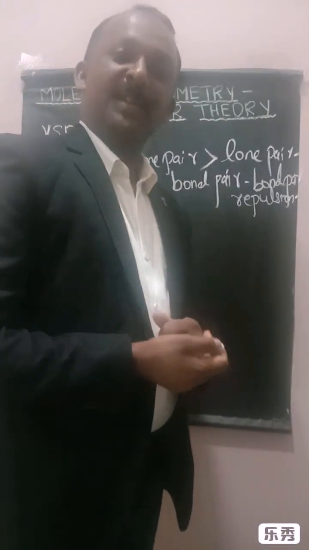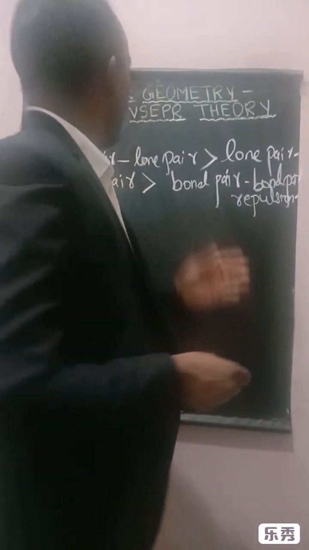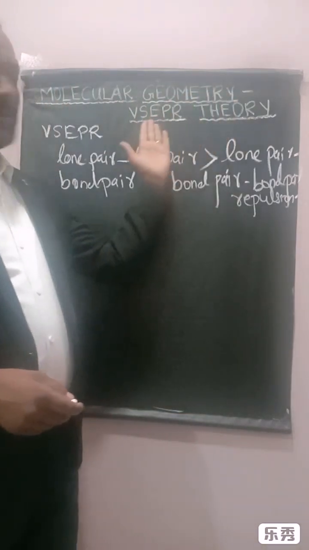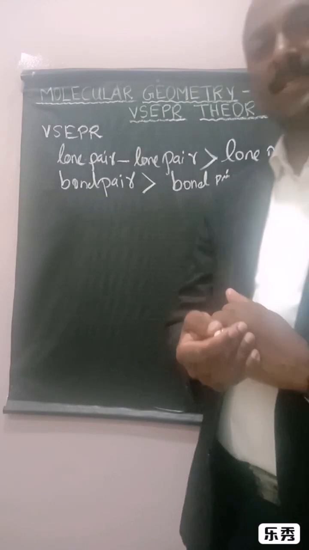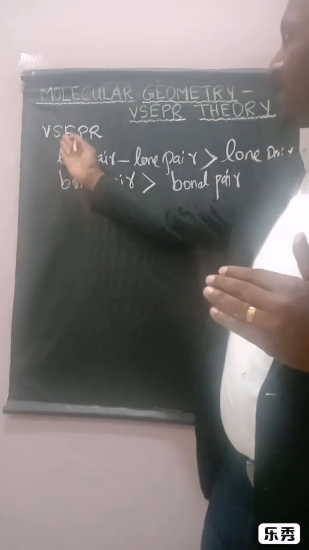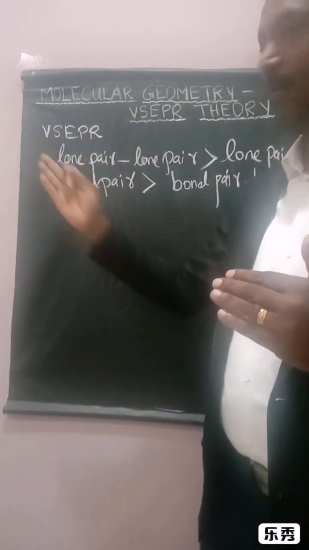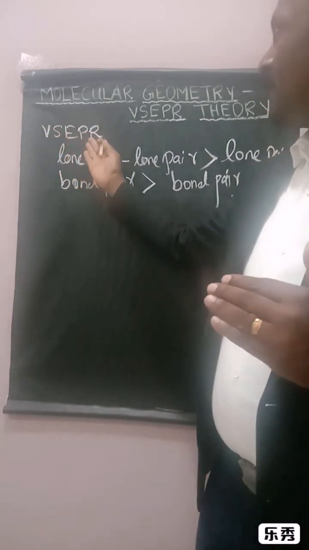Hello everyone. The topic that I am going to discuss before you is about molecular geometry using VSEPR theory. What is VSEPR theory? VSEPR stands for valence shell electron pair repulsion theory.